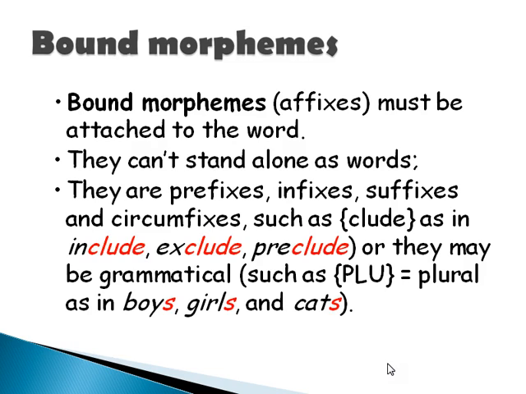Now, these morphemes can be the affixes, or they may be grammatical morphemes, such as the plural, the final S in boys, girls, and cats. There is no plural of nothing. It's kind of obvious. So the plural morpheme, with the final S or ES or IES, is always a bound morpheme because it should always be attached to a noun. If there is no noun, there's no reason to be plural.